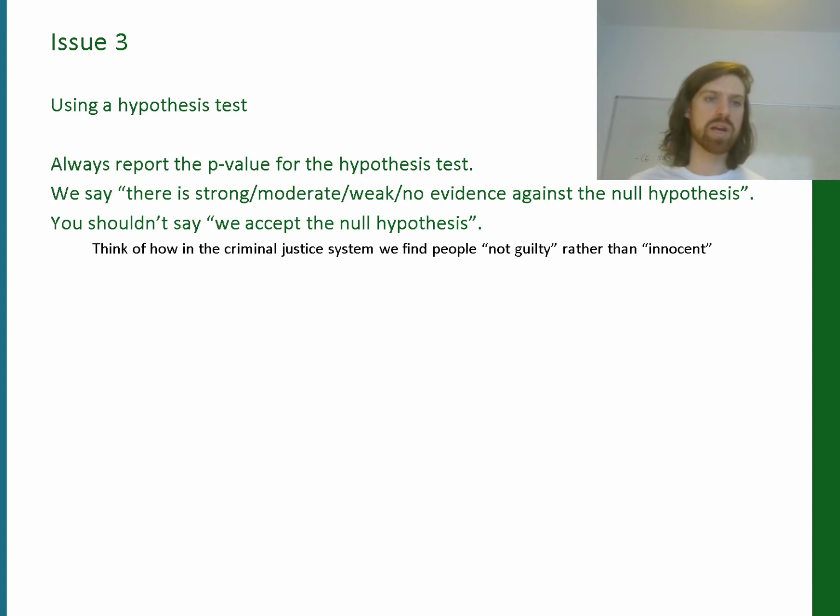Issue 3, using a hypothesis test, always report the p-value for the hypothesis test and make sure that you correctly provide the conclusion based on evaluating those test results. So we say there's strong, moderate, weak, or no evidence against the null hypothesis. This is a fairly standardized way that if you're writing a dissertation and you're interpreting this, you need to make sure you use the language that I'm giving you here in order to report the results, okay?